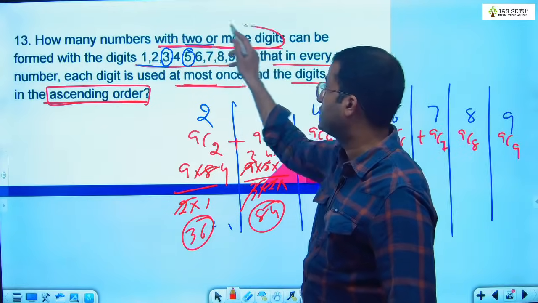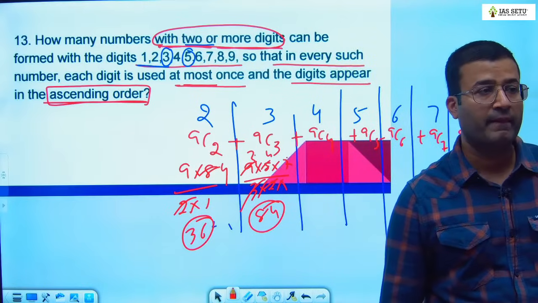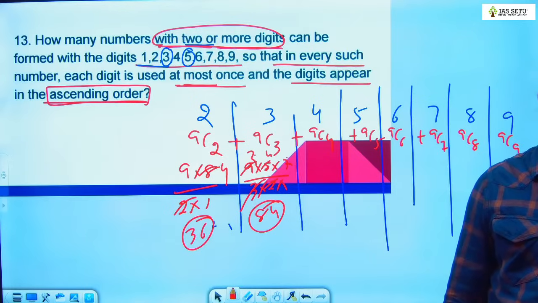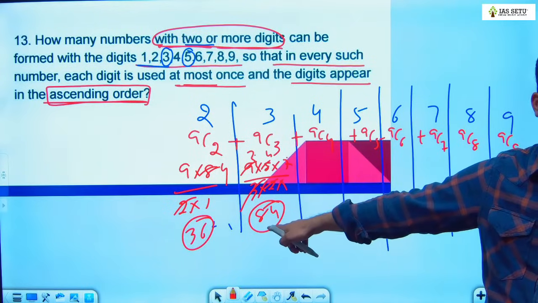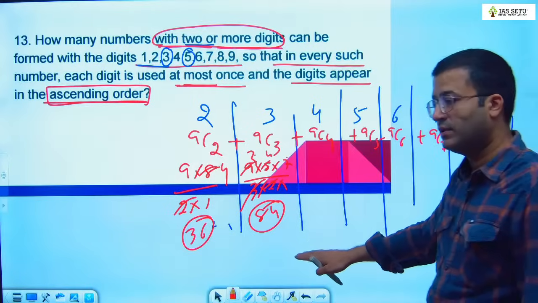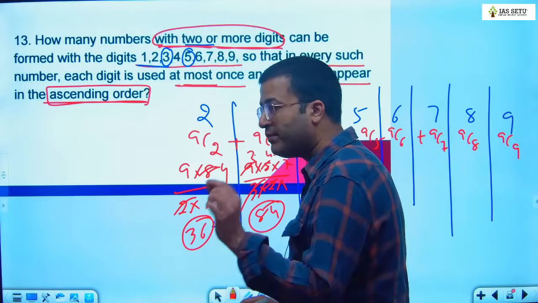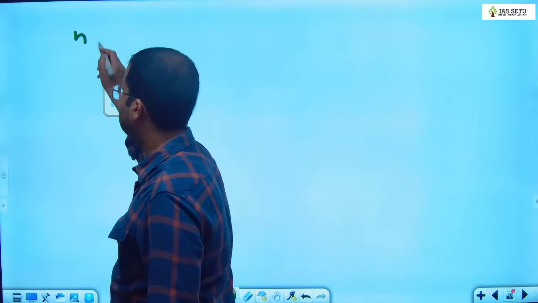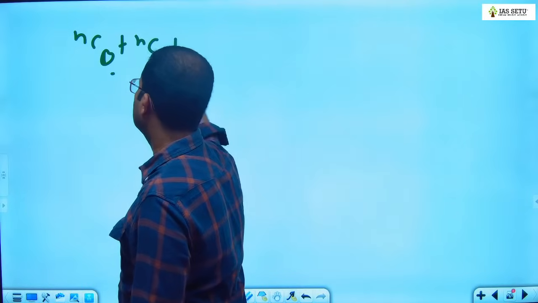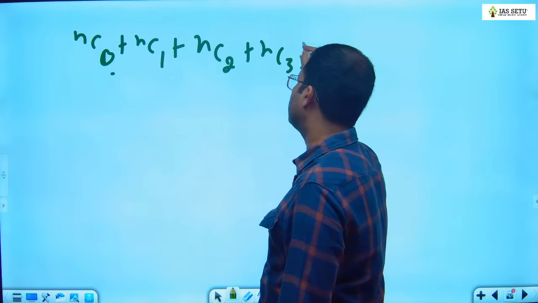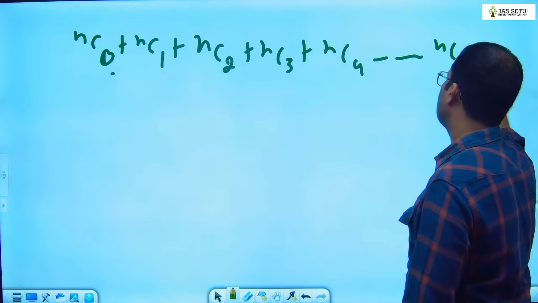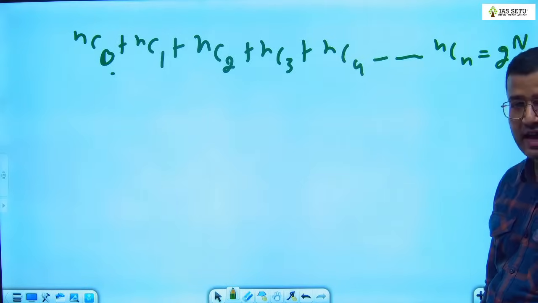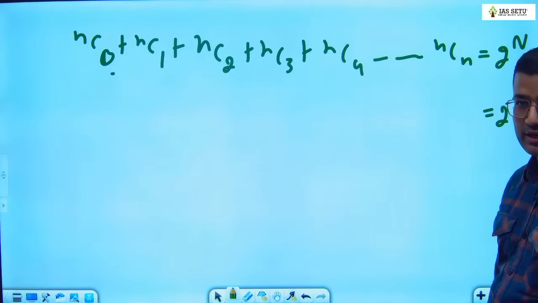with 2 or more digit. I don't know how many of you revised theme based lecture. If you would have revised theme based lecture, I can tell you a shortcut for this. Are you able to recall NC0 plus NC1 plus NC2, NC3, NC4, NCN? What is this? 2 is to power n. What is n? 9. Total cases are 2 is to power 9.